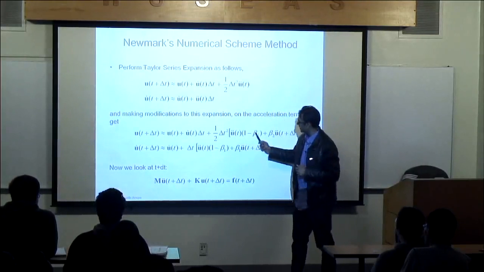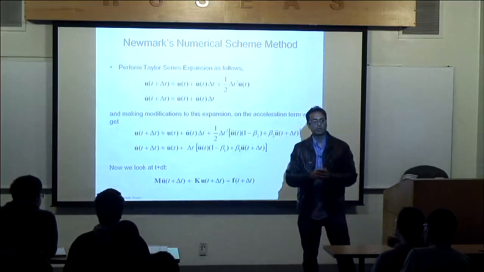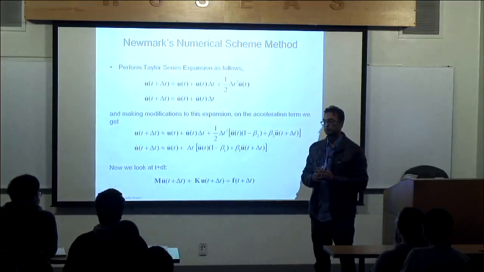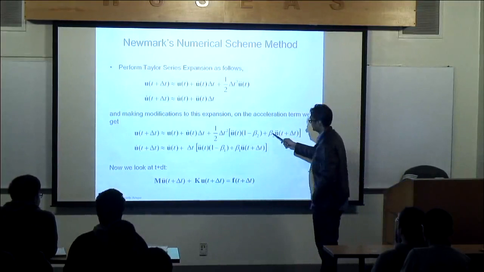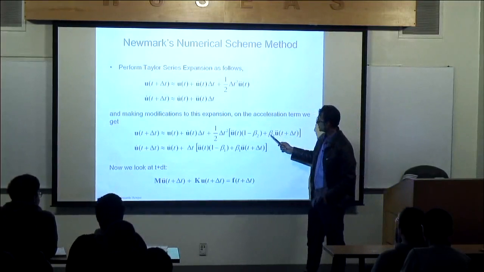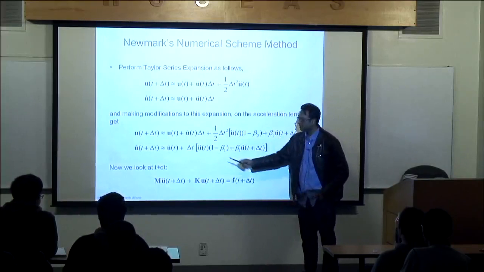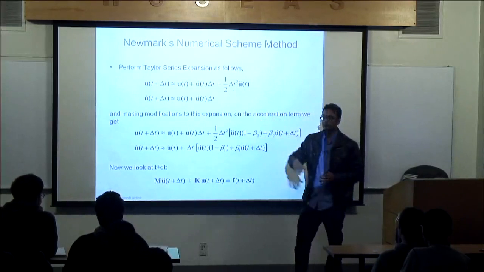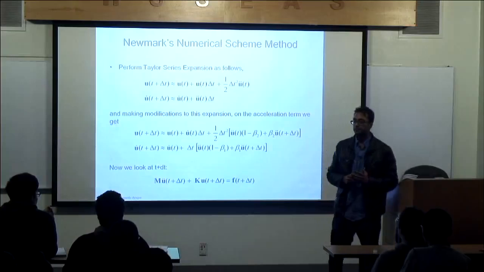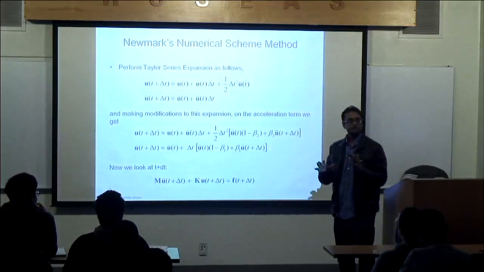This beta 1 and beta 2 are selected by you. If I want to use a forward difference, fully explicit, then I'll set beta 2 to 0, and then I'll set beta 1 to 0, and I'll recover basically the Taylor series expansion here at the top. Okay. All right, you guys get the idea, right?